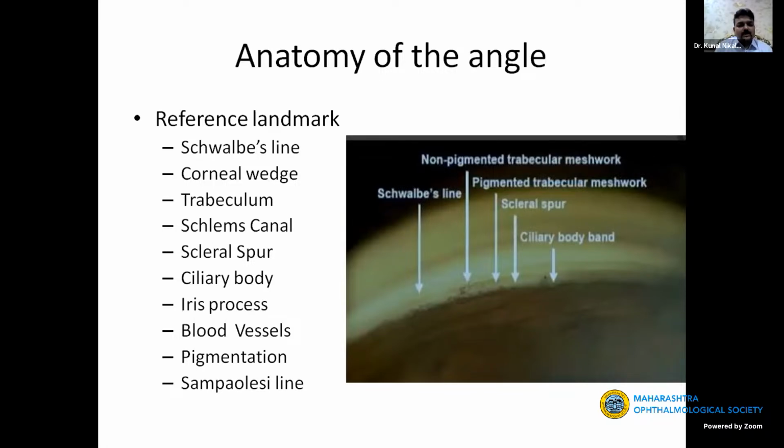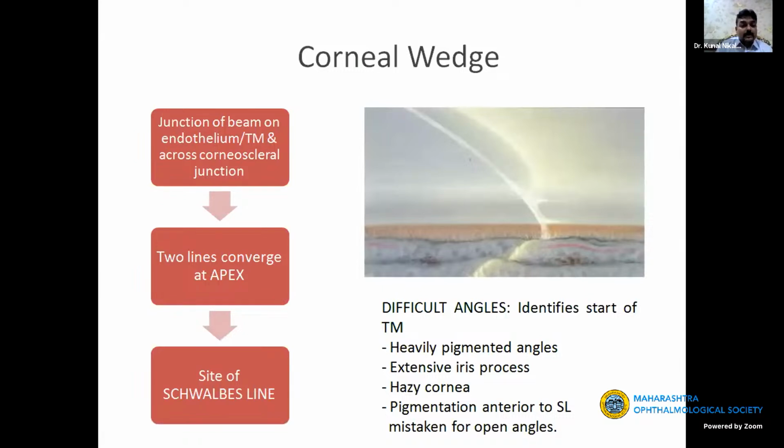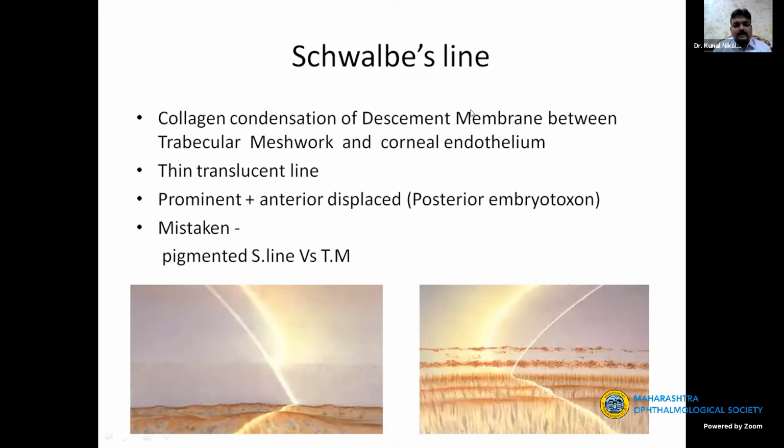These are the different landmarks which we can see on gonioscopy. The important one being the corneal wedge. The two beams of light from the anterior and posterior surface of the cornea, along with the corneoscleral junction, converge at the apex, and this is the site of Schwalbe's line, which is the first structure seen from the anterior side. This identifies the trabecular meshwork, and can be helpful in difficult angles like angles which are heavily pigmented, which have extensive iris processes, a cohesive cornea, and have pigmentation of the Schwalbe's line. Schwalbe's line is a thin translucent line which is a collagen condensation of Descemet's membrane between trabecular meshwork and corneal endothelium. So a pigmented Schwalbe's line can be mistaken for a trabecular meshwork, and the corneal wedge we just discussed helps to rectify that mistake.